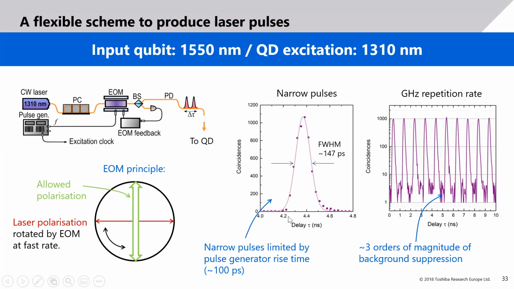And this works actually very nicely. We can generate quite narrow pulses with a full width half max down to 147 picoseconds, and that's just limited by the rise time of our pulse generator. We can also make this at gigahertz repetition rates, where we get about 3 orders of magnitude compression between the peak and the noise.